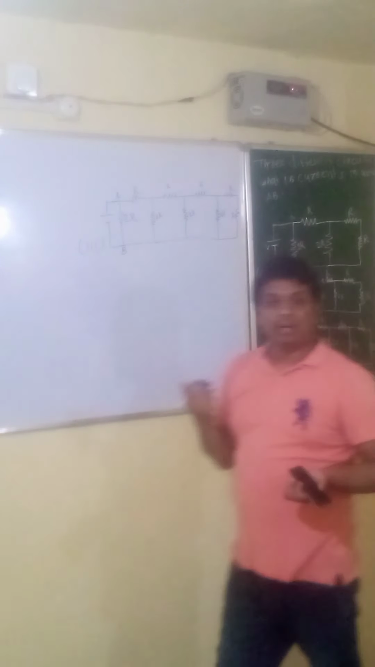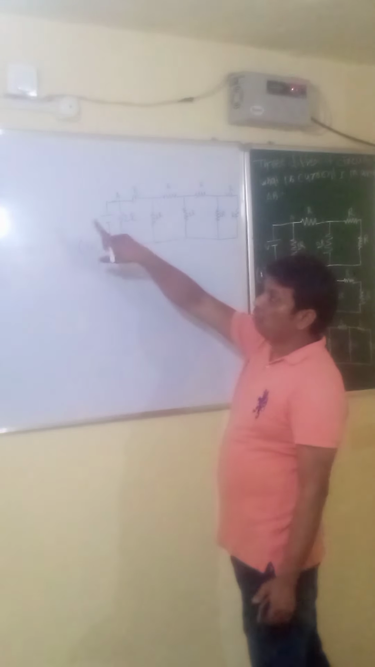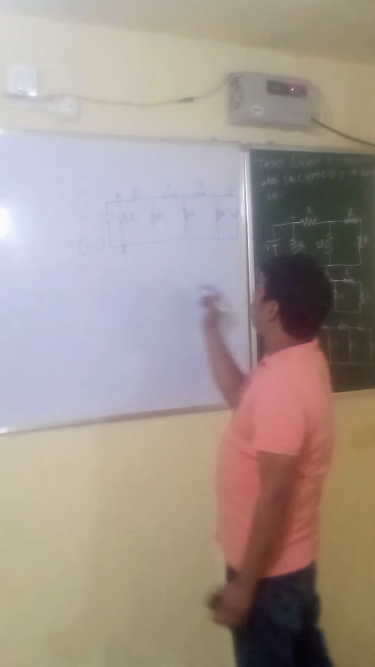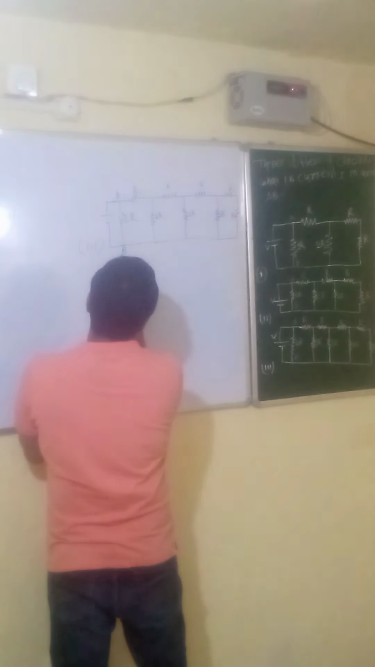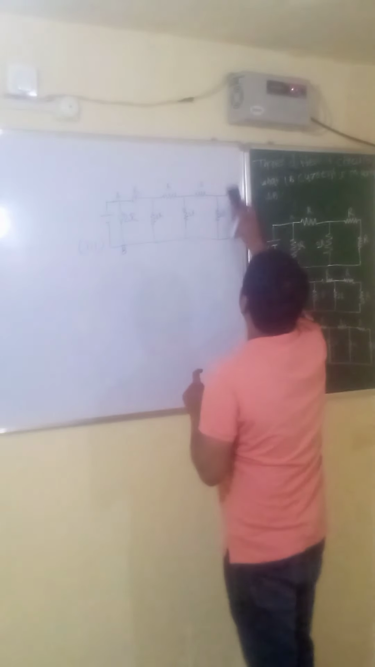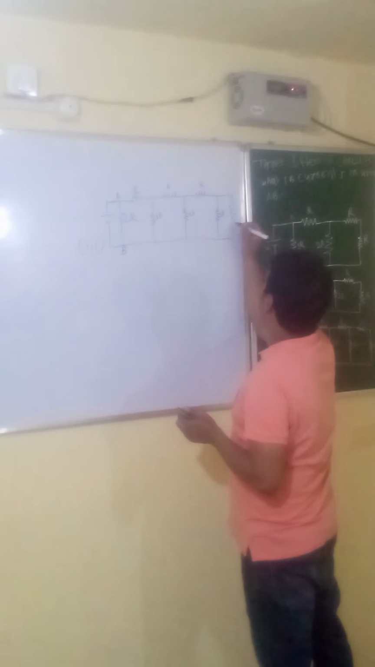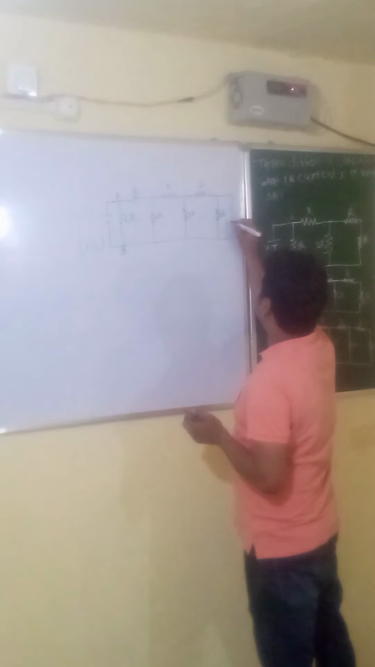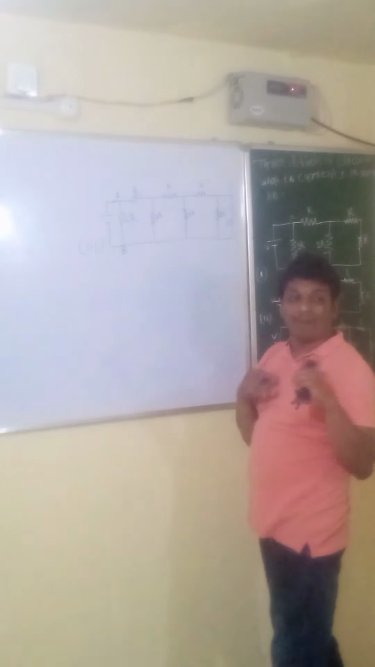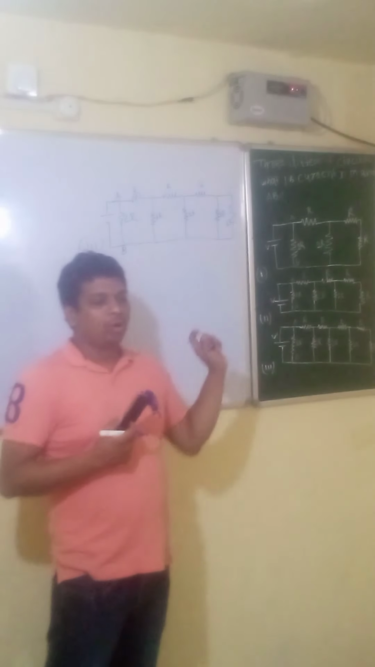Then again we find the equivalent resistance, using similar steps as in the previous circuit. This is R, this is R. Then we replace these two resistances by the equivalent resistance, which is 2R, because R and R are in series. Okay, we get the equivalent resistance 2R.